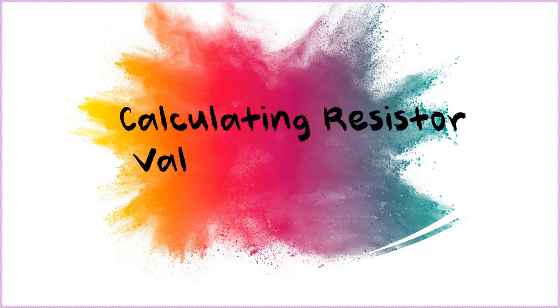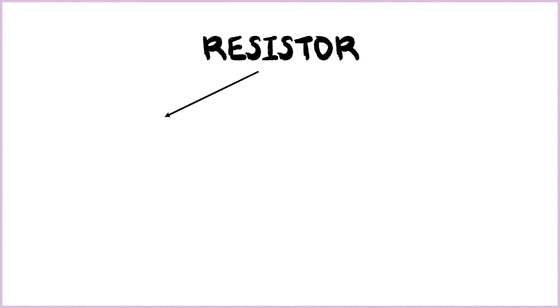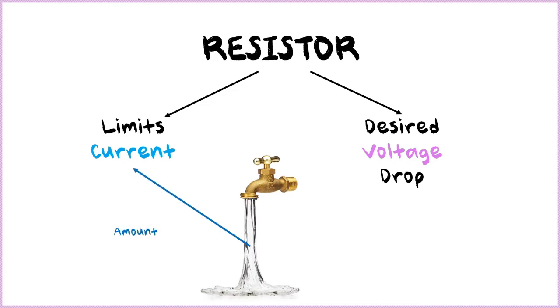So our next lesson would be calculating resistor values in a circuit. We know that a resistor limits the flow of current or produces a desired voltage drop. So imagine a faucet with flowing water. The amount of water is our current, and the pressure of the water is our voltage. The valve, which controls the flow of water, is our resistor.